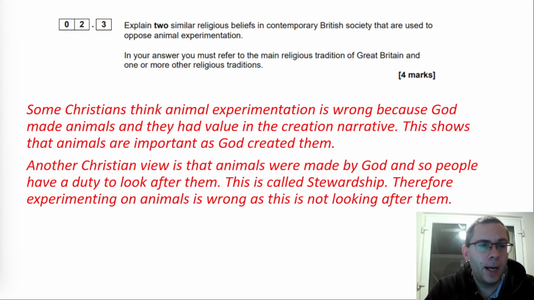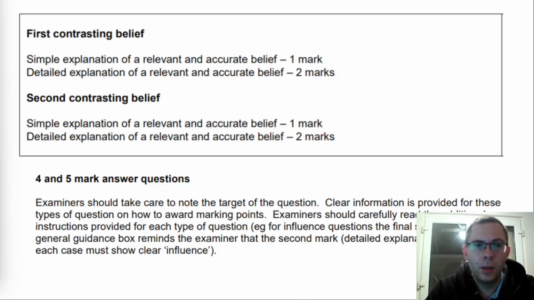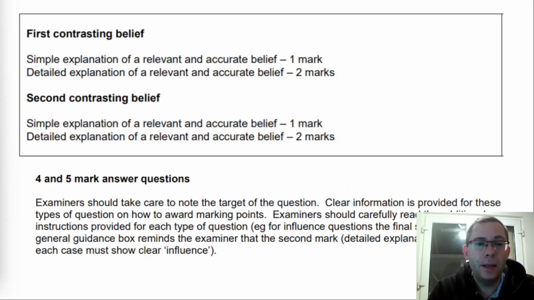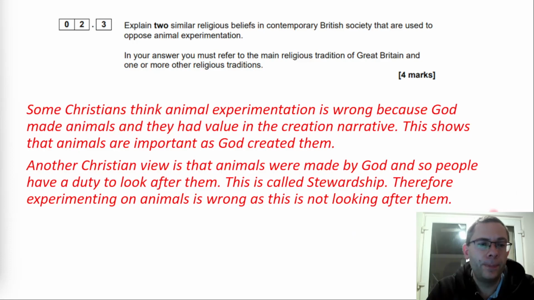So if we flick back to our mark scheme, a simple explanation of a relevant and accurate belief. It is. It's detailed because I've got a second viewpoint in it. This shows that. And then again, that's the first bit's 2 marks, and then again I've got the second 2 marks showing there as well. Okay, I think that's fairly clear as to how I've got there.